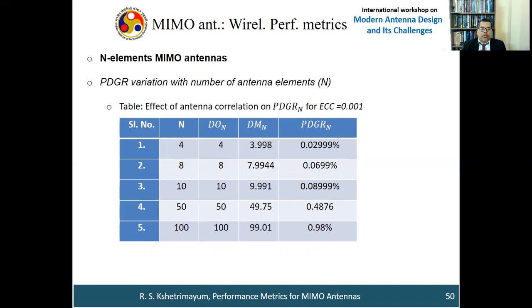So if you go for an ECC of 0.0001, then your percentage diversity gain reduction is acceptable. Similarly, even if you go for 100 element MIMO antennas, percentage diversity gain reduction is less than 1, it's 0.98%. So an ECC value of 0.0001 should actually be used for large antenna arrays.